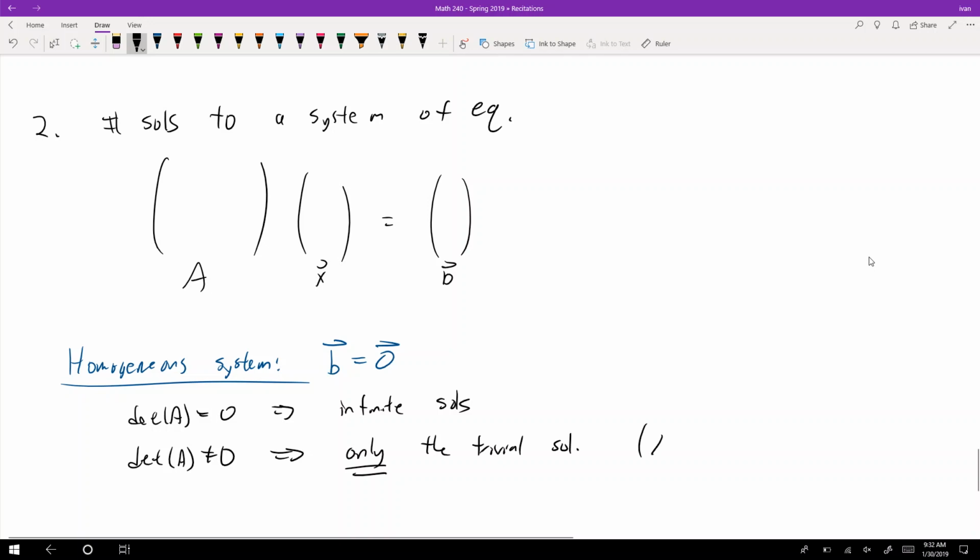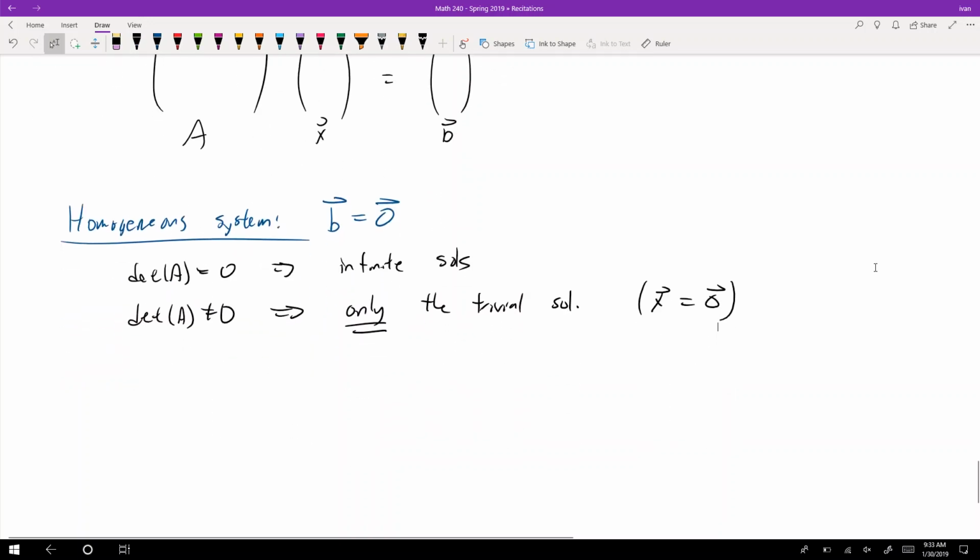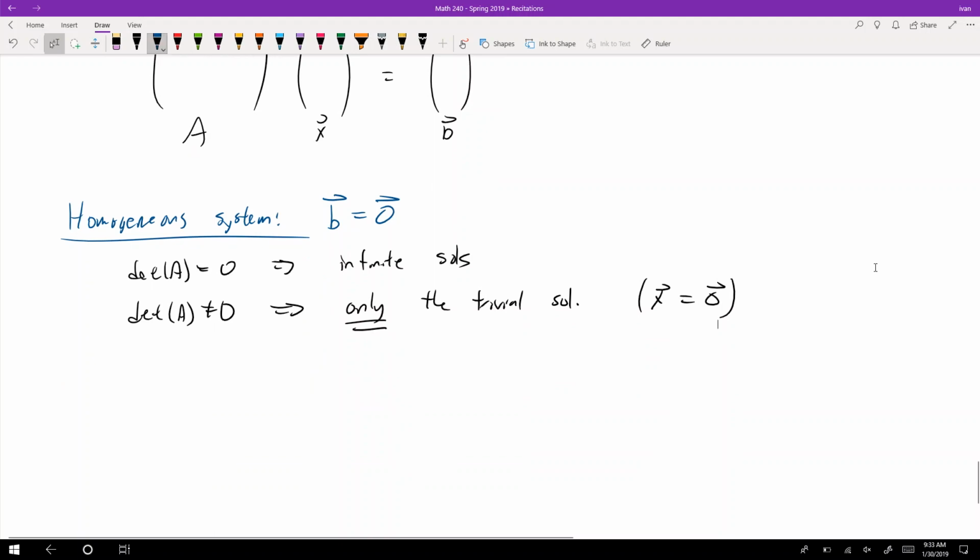And what is the trivial solution? It means that X is just the 0 vector. If you think about it, I'm saying AX is equal to 0. Obviously, if X is 0, that's going to work, so that's why we call that the trivial solution. So if the determinant of A is non-zero, then only the trivial solution is going to satisfy this.